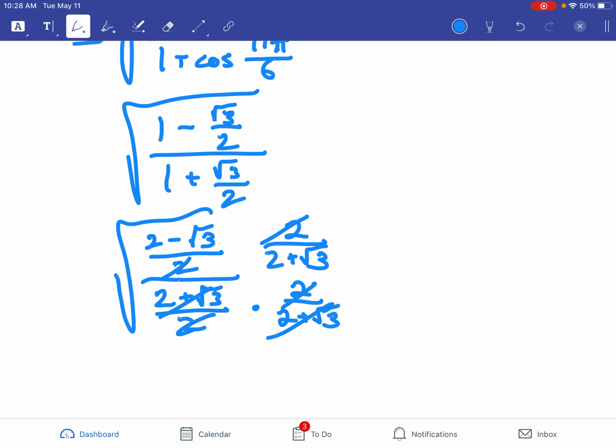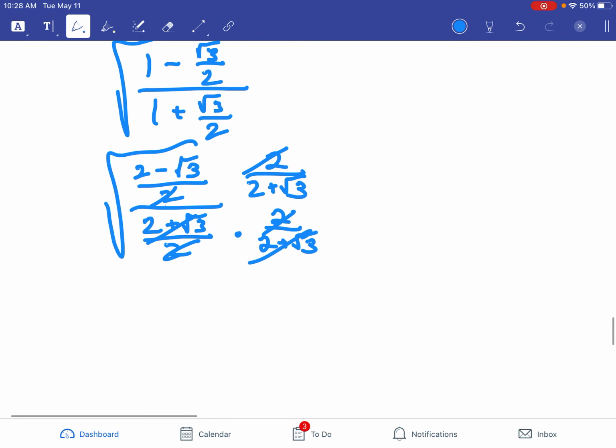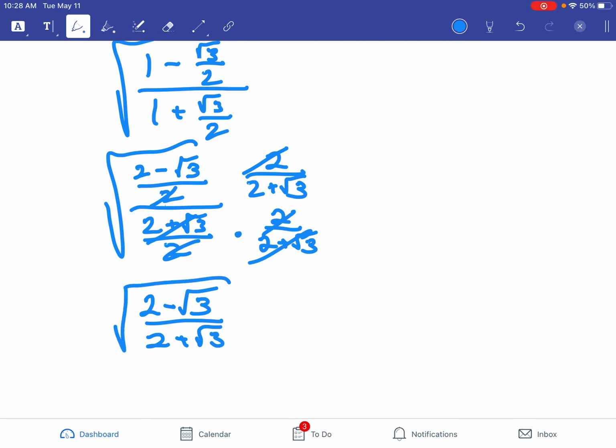So these all go away, and the 2's go away. But the other ones don't cancel out because they have different signs between them. In order to cancel, you have to have the same exact expressions, and we don't. So we have 2 minus root 3 on the top, 2 plus root 3 on the bottom.